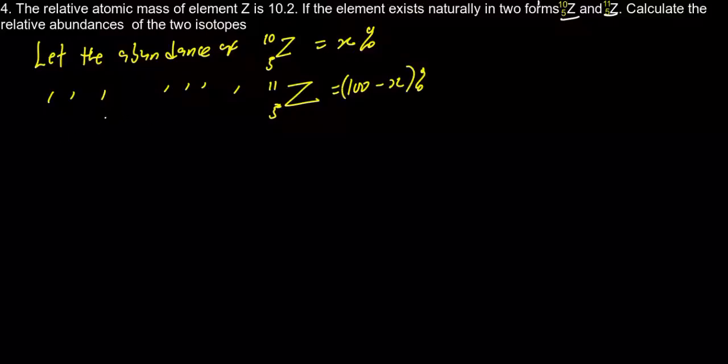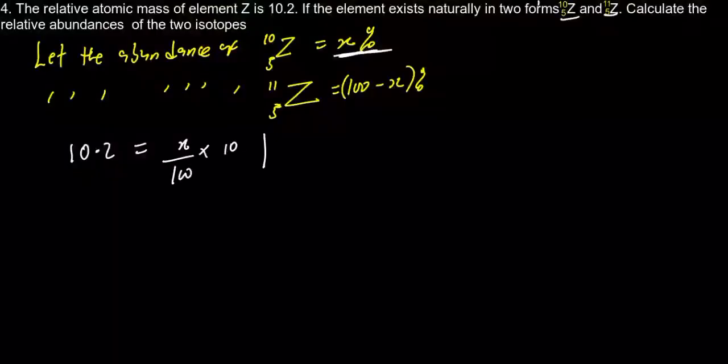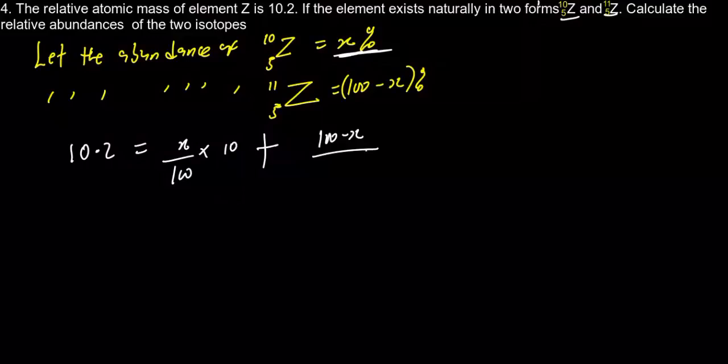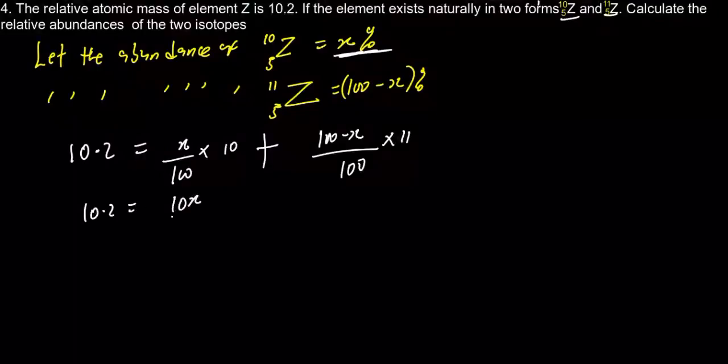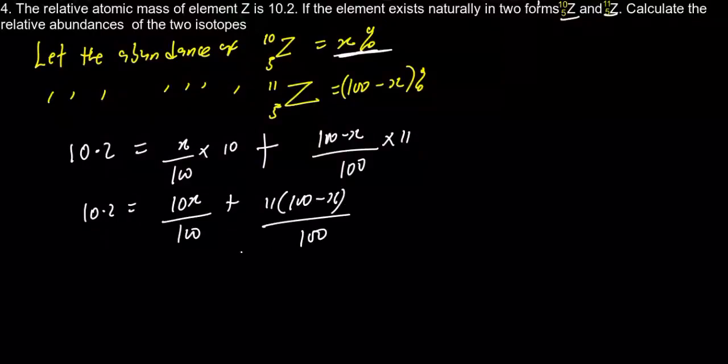So let's go. Remember that the relative atomic mass now is 10.2, which is equal to, now observe, we are still going to be applying the same method. The abundance of this one is X percent, so I'll say X over 100 times the mass, which is 10, plus the abundance of this one, 100 minus X percent, which is over 100 times 11. So what do we do here? We have 10.2 equal 10x over 100 plus 11 times 100 minus X, all over 100.